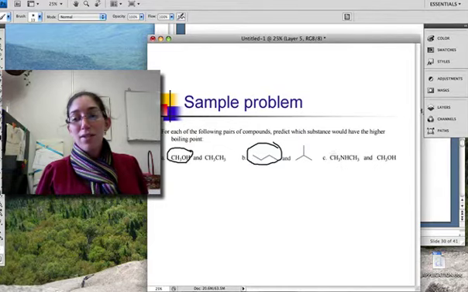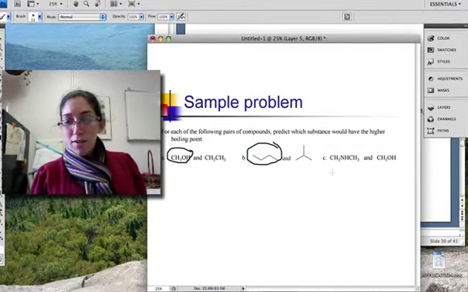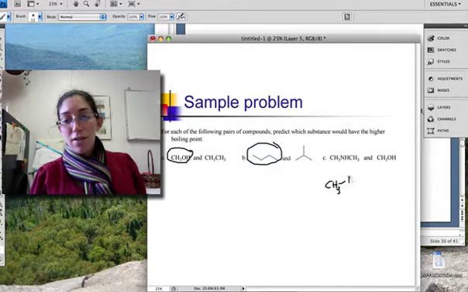Now compare these two. CH3NH-CH3 and CH3OH. Which one's going to have a higher boiling point? Ooh, this is a toughie. So I'm going to draw this one out so we can see it better. CH3N, and that H is attached to the nitrogen here, and CH3.